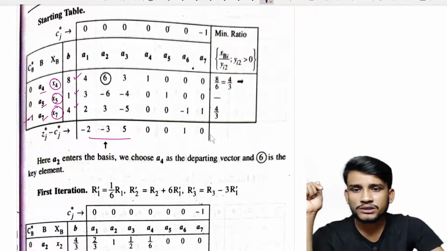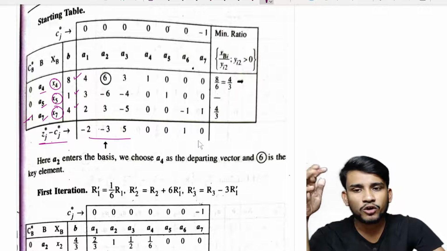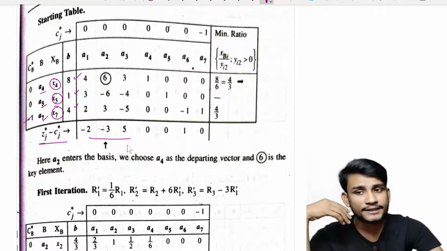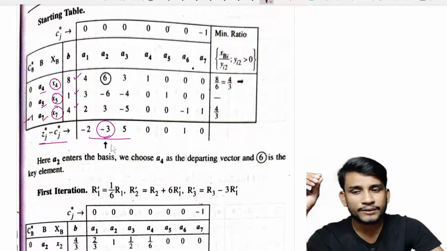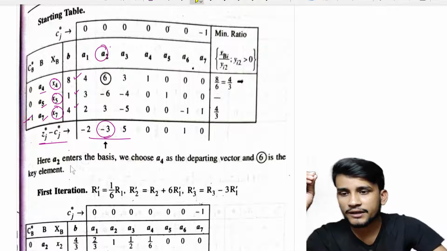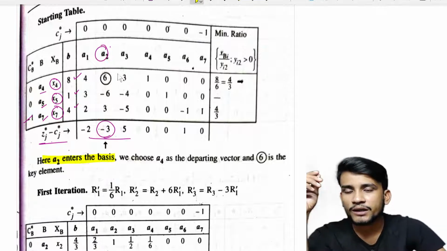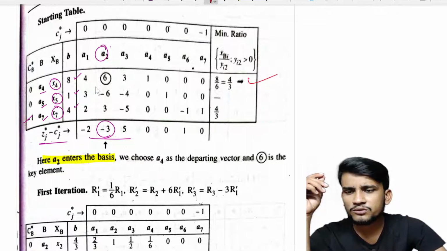Now we have to calculate the entering vector and the outgoing vector. Here zj minus cj are not all greater or equal to 0. That means the optimality condition is not satisfied, therefore we go to the next iteration. Here see the most negative number, which is -3, that is z2 minus c2, so a2 is the incoming vector. It enters the basis. Then we calculate the min ratio corresponding to this vector.